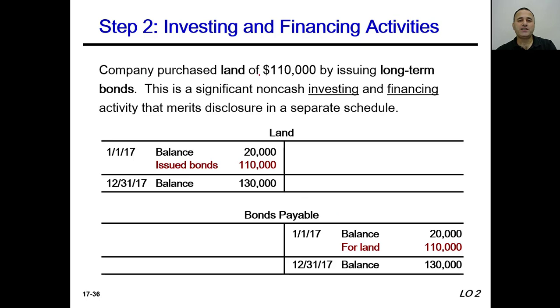The company purchased land of $110,000 by issuing long-term bonds. This is a significant non-cash investing and financing activity that merits disclosure in a separate schedule. So let's say this is your T account. Your starting balance was $20,000, but you bought another piece of land for $110,000. Now your new balance for land is $130,000. The bonds payable, which is your liability, initially the balance was $20,000, and now for land you issued another $110,000, so the balance is $130,000.